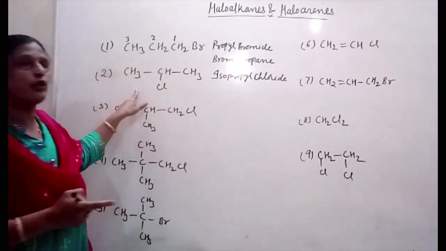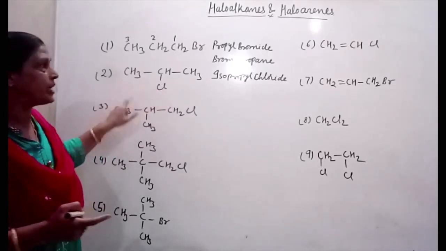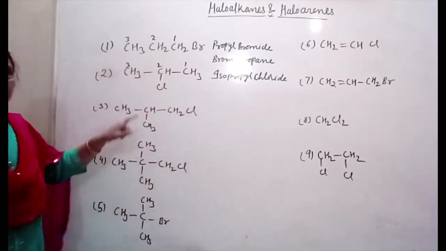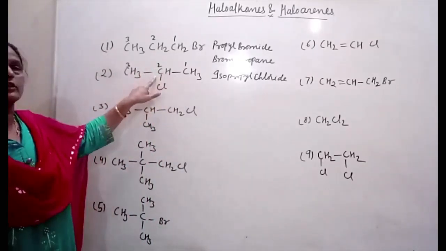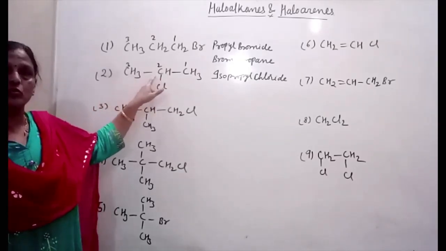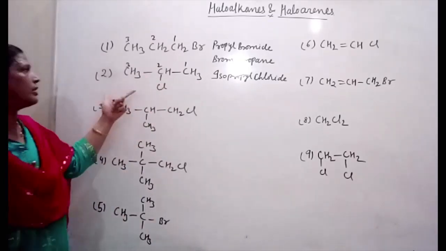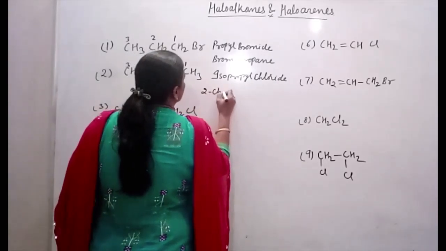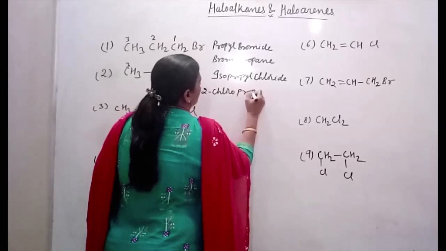And its IUPAC name: you first of all find the longest carbon chain, which is 1, 2, 3. If numbering is done from here, it gets 2 number. If from here, then it also gets 2 numbers. So the numbering from both the sides is identical. So this compound name is 2-chloropropane.